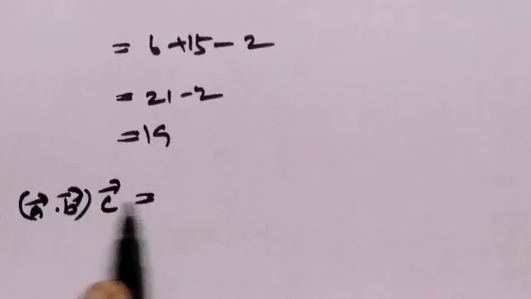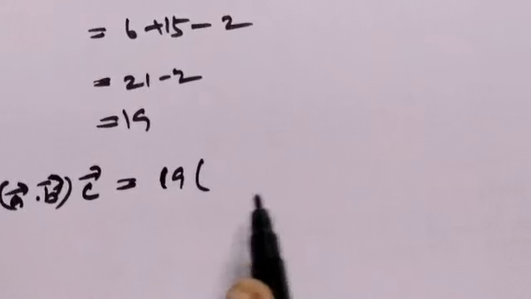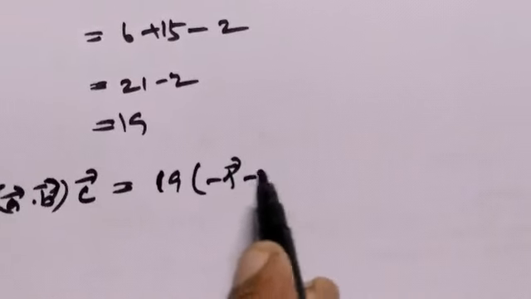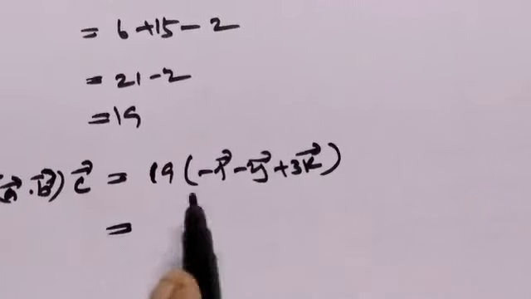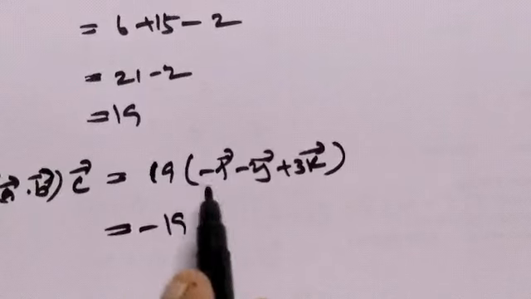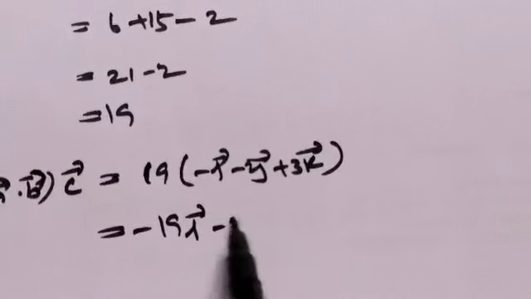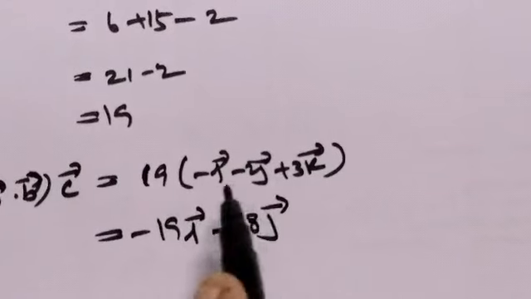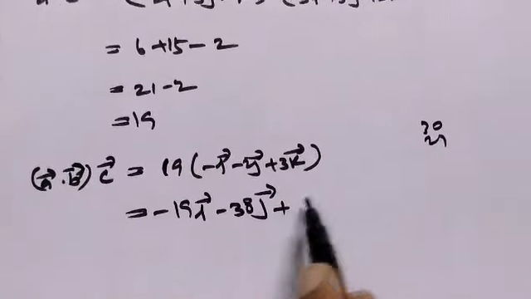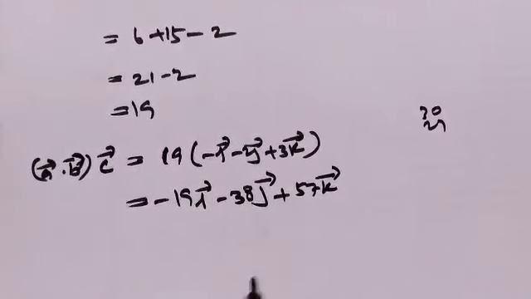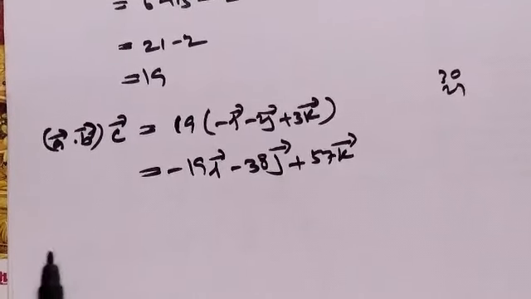So next, a dot b into vector c. a dot b is 19, into vector c, which is minus i minus 2j plus 3k, equal to 19 into minus 1, minus 19 i vector, plus minus 2 into 19, minus 38 j vector, plus 3 into 19. 3 tens are 30, 3 nines are 27, 57 k vector. So next, the result.